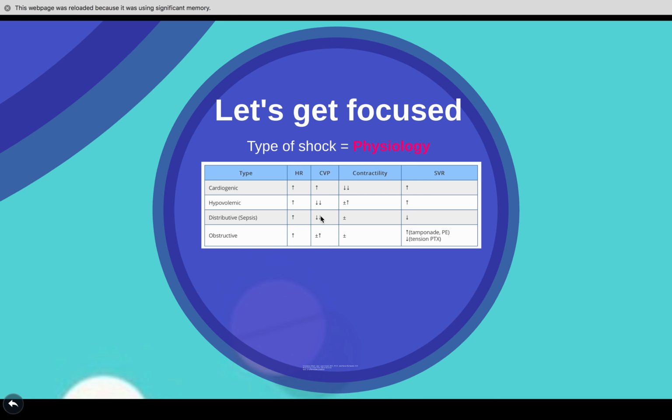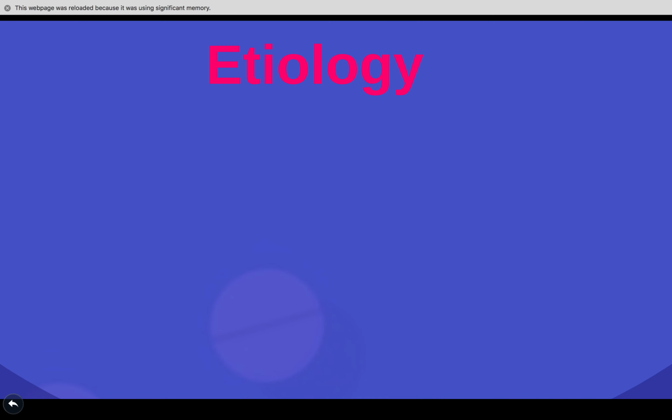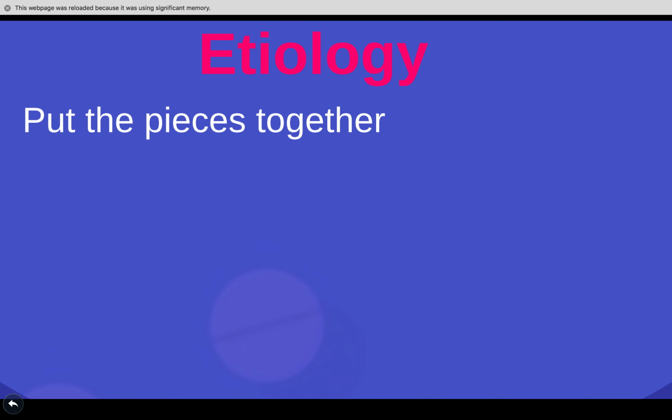But one of the things that we need to make sure of is that this table focuses a lot on physiology. You need to shift your gear from physiology to etiology, or translate this information into etiology. So how do you do that? Put the pieces together. Remember, you already grabbed a lot of information. Try to interpret all this information that you have, right?